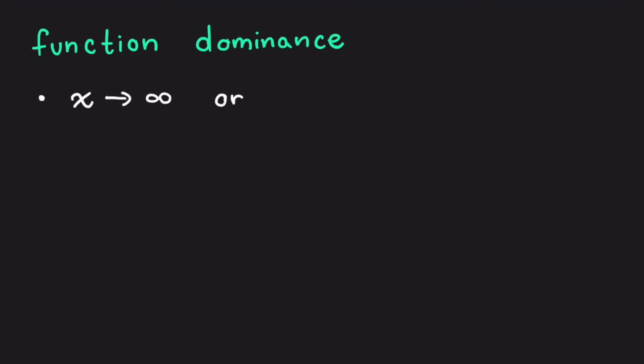You can only use function dominance if the limit is as x is approaching infinity or negative infinity. Let's go over the order of dominance. This is basically a list of types of functions from fastest growing to slowest growing, which will help you decide which function is more dominant.